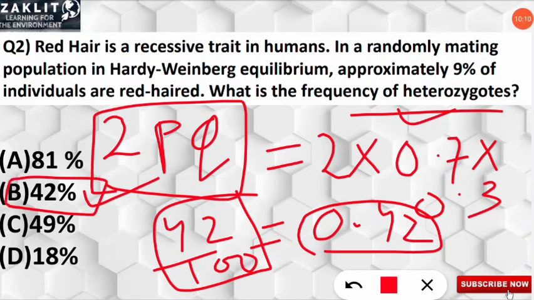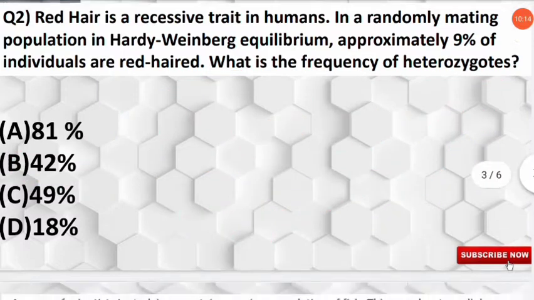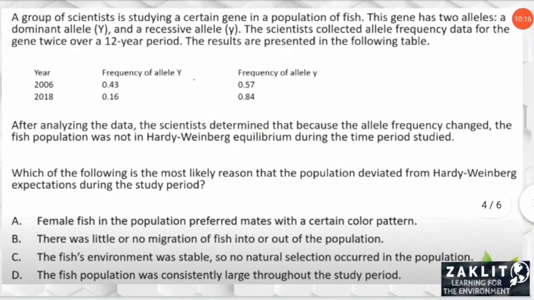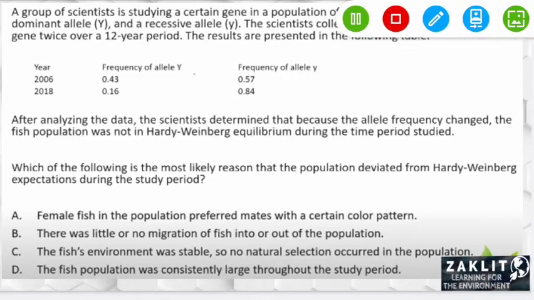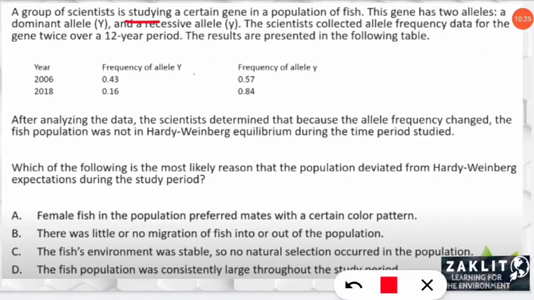So these are the simpler questions which are asked in the GATE Ecology and Evolution paper. And the next question is also very analytical, but it will look like a havoc. It is a very long question, but it is very, very simple. Let's do this one. So the question is, a group of scientists is studying a certain gene in a population of fish. And this gene has two alleles.